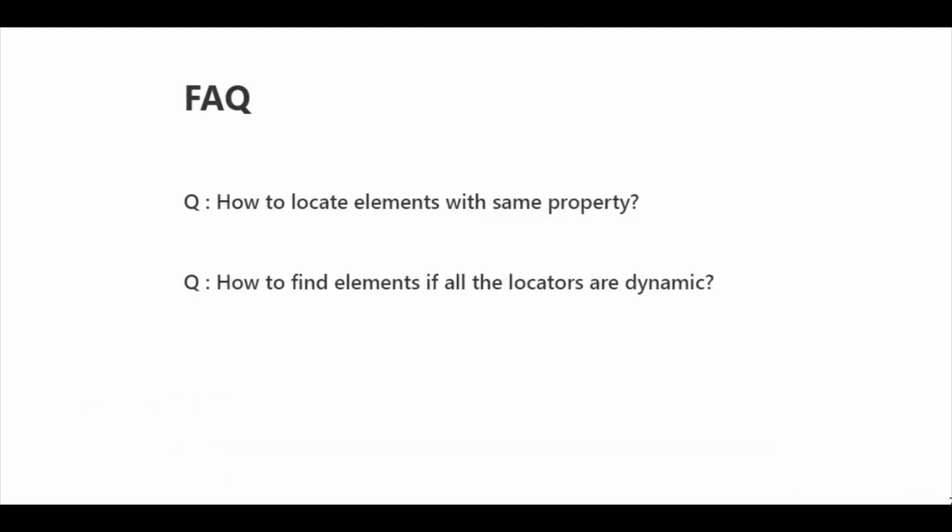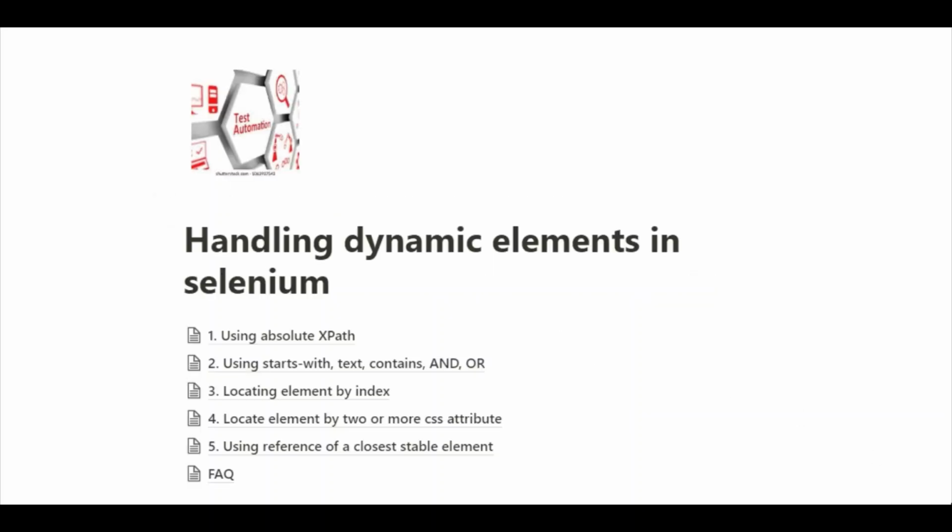So guys, the last section is frequently asked questions. Different types of questions can be asked of you, although the answer is the same for all of them. The first question is how to locate elements with the same property. The answer we have already covered. The second type of question is how to find elements if all the locators are dynamic. We have already covered the answers, but I want you to reiterate all those points. Let me go over there and show you. Okay, so let's reiterate again and again.